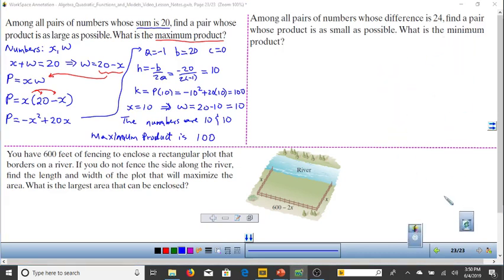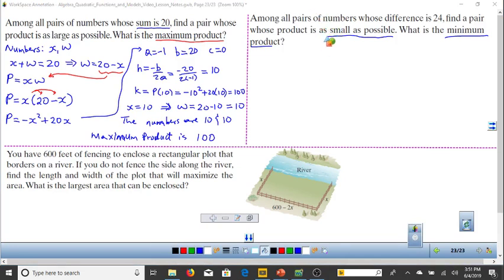You may rewind the video to see what I did. Let's go through this example here. Among all pairs of numbers whose difference is 24, find a pair whose product is as small as possible. That means they want the least product. And what is that minimum product? Now, as small as possible is a misleading term here. We want it to not be as small as possible. I'm going to change that wording a bit because it can be a little ambiguous.